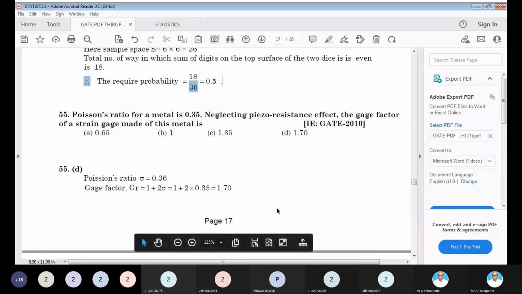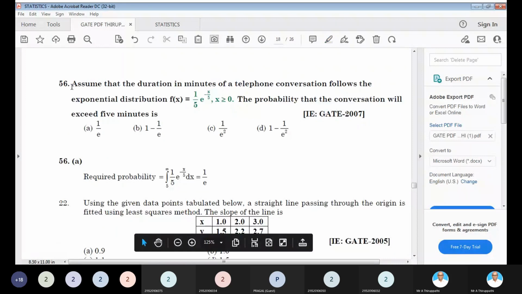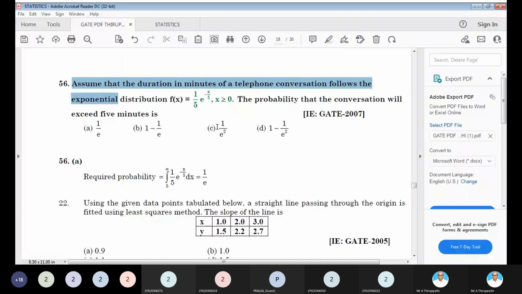Next. This is one of the important questions. f(x) is equal to 1/5 e to the power minus x by 5. The probability that it will exceed 5, exceed 5 means more than 5, from 5 to infinity. So the integral from 5 to infinity of 1/5 e to the power minus x by 5 dx.